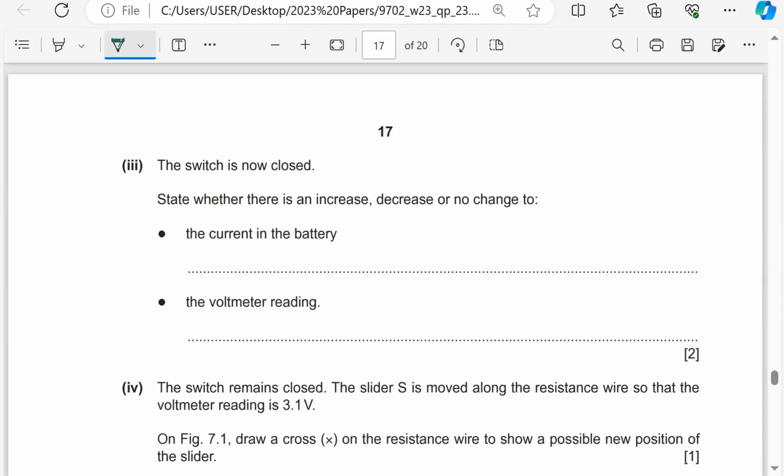So state whether there is an increase, decrease, or no change to the current in the battery. So I've already said total resistance decreases. And from I is equal to V over R, or I is equal to the EMF over R, since the EMF is constant and the resistance has decreased, the current in the battery increases. So this one increases.